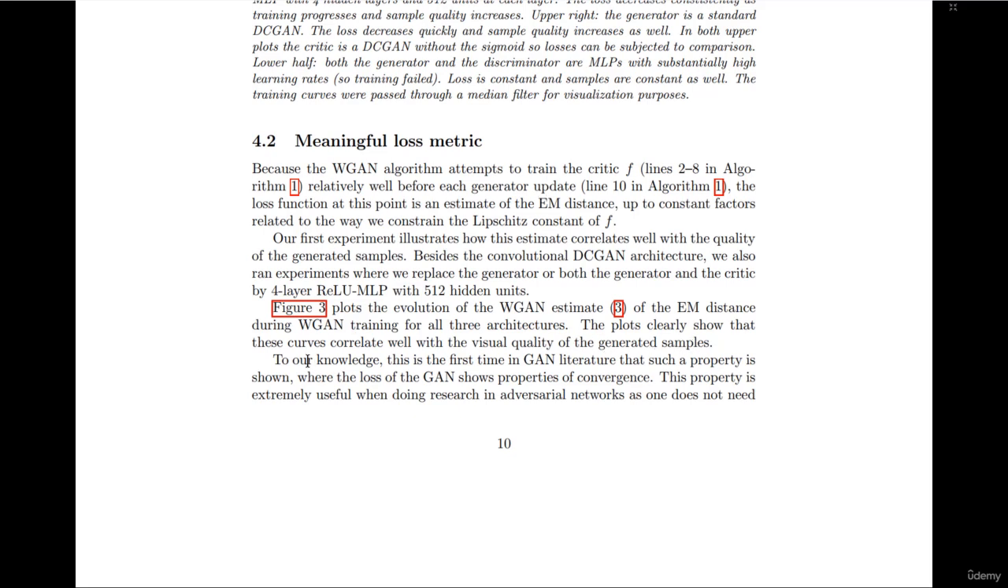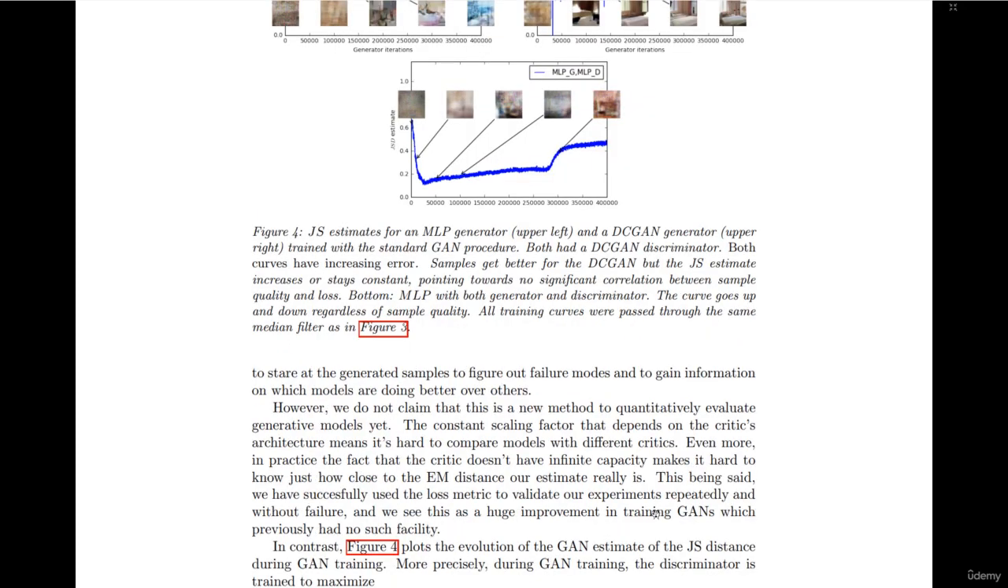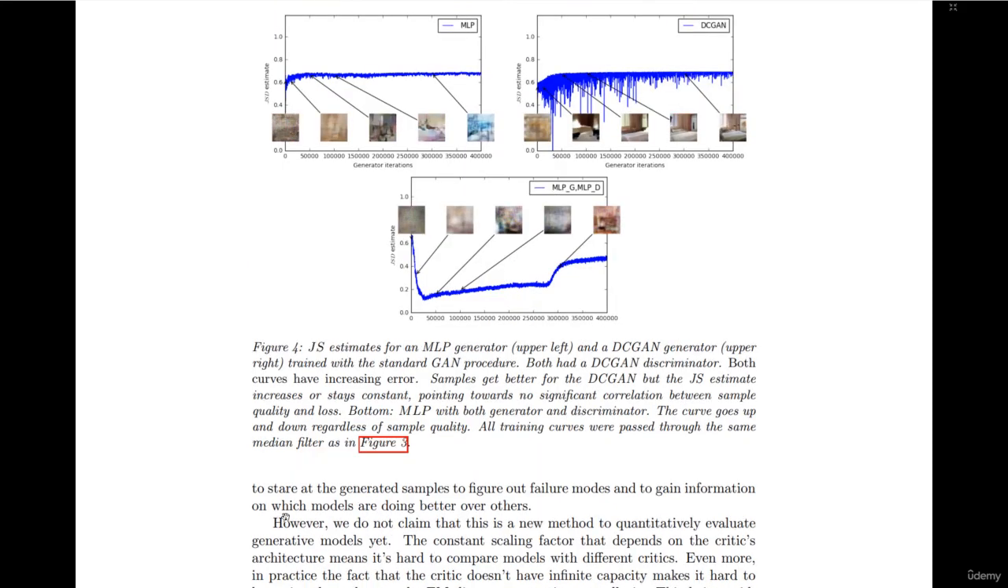Now, to the knowledge of the authors of this paper, this is the first time in GAN literature that such a property is shown, where the loss of the GAN shows properties of convergence. This property is extremely useful when doing research in adversarial networks, as one does not need to stare at the generated samples to figure out failure modes and to gain information on which models are doing better over others. Now this is true as compared with the JS estimate.